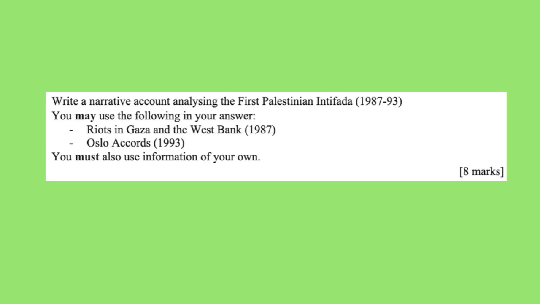Write a narrative account analysing the First Palestinian Intifada, 1987 to 93. You may use the following in your answer: the riots in Gaza and the West Bank in 1987, the Oslo Accords in 1993. You must also use information of your own.